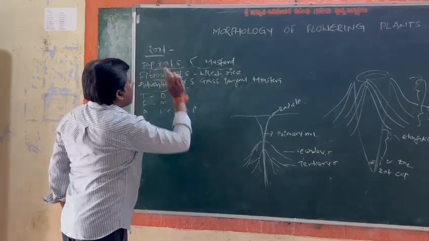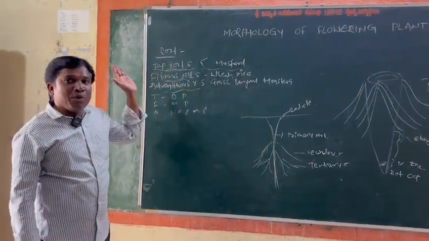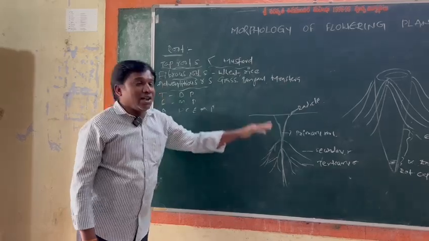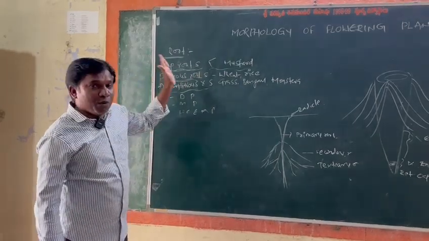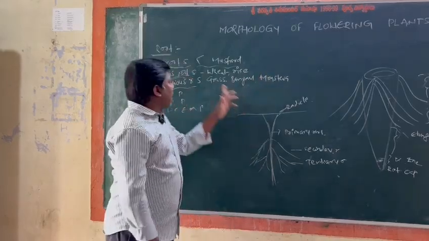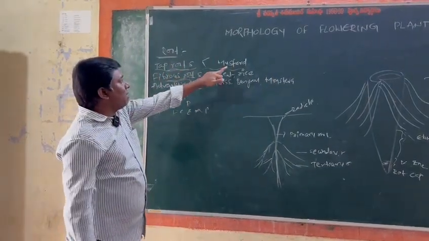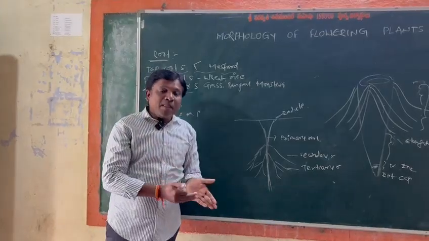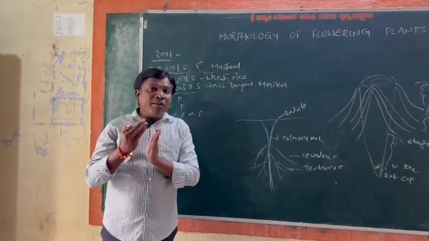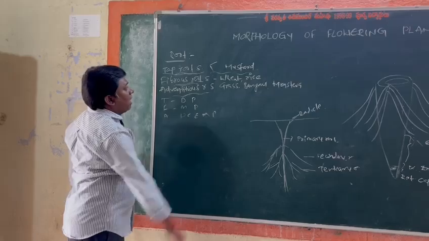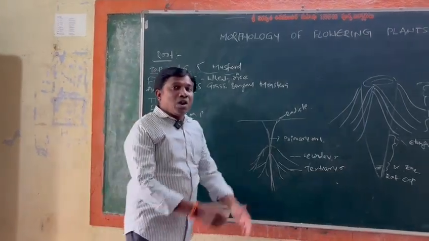The first one is taproot system. In the taproot system, primary roots are formed from the radicals. For example, mustard. The example of taproot is mustard. In this taproot system, the primary roots are formed from the radical.